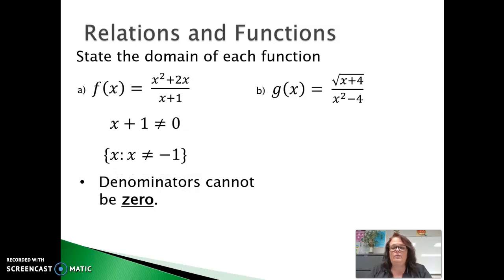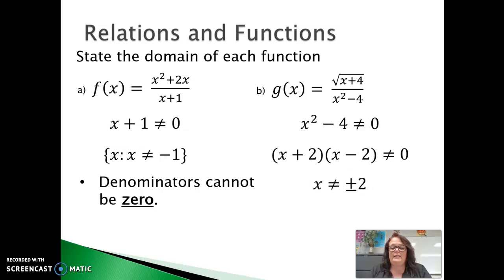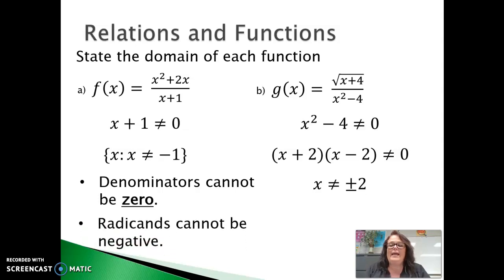Taking a look at that second one, it also means that x squared minus 4 cannot be equal to 0. If I factor that, we've got x plus 2 times x minus 2 cannot be equal to 0, which means x cannot be plus or minus 2. But that second one also has a radical in there. If you remember from radicals, we cannot take the square root of a negative. So the radicand, the number inside the radical, cannot be negative. It can be 0 or greater than 0. So the radicand x plus 4 has to be greater than or equal to 0, or x has to be greater than or equal to negative 4.